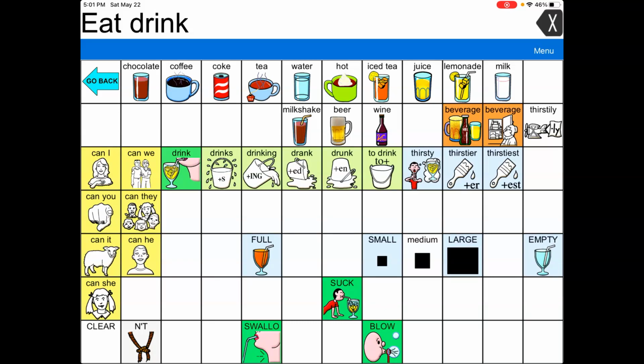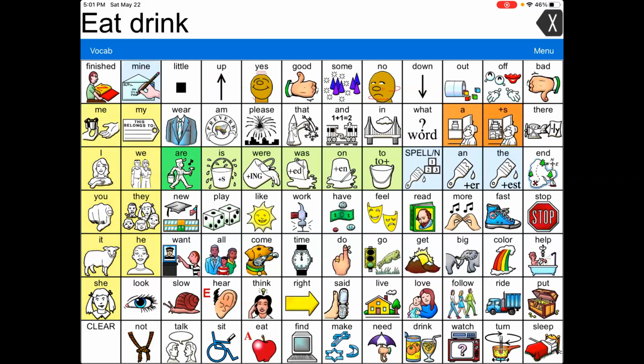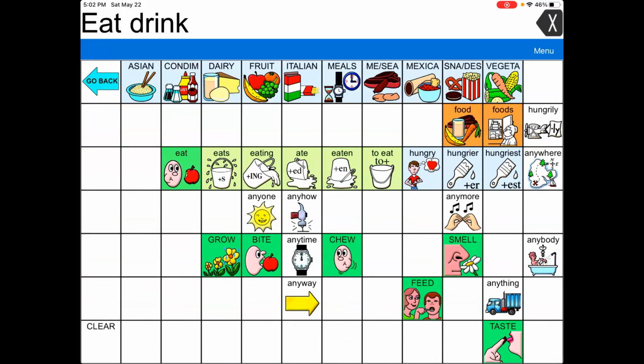Now, sometimes there will be a third layer after you push the initial icon. So let's go back to eat. How do we know if the word is going to speak or if there's going to be a third layer? You'll notice that on some of the icons, the words are in all capital letters. And on some of the icons, they're in all lowercase. The capital letters indicate that there is a third layer.